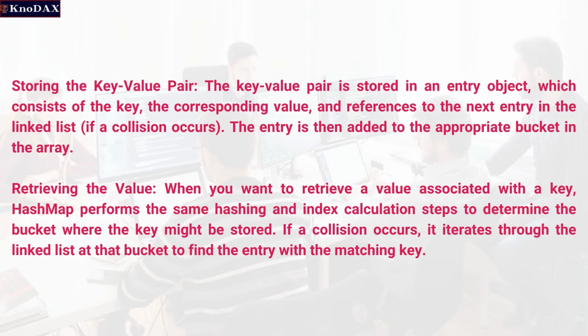Next is retrieving the value. When you want to retrieve a value associated with a key, HashMap performs the same hashing and index calculation steps to determine the bucket where the key might be stored. If a collision occurs, it iterates through the linked list at that bucket to find the entry with the matching key. And the final one is efficiency.